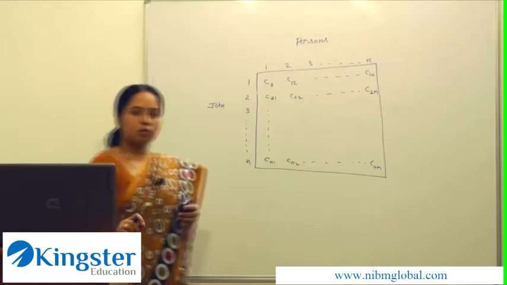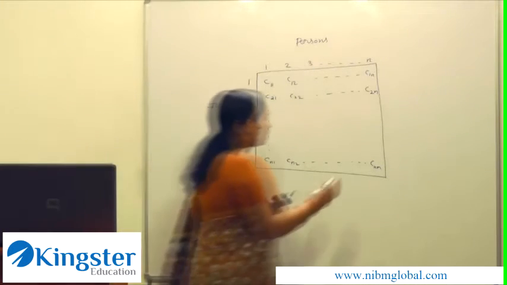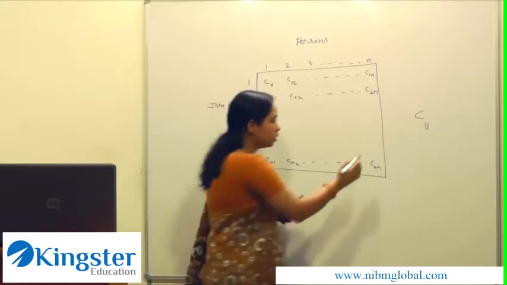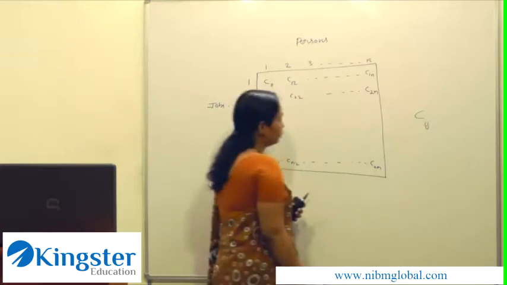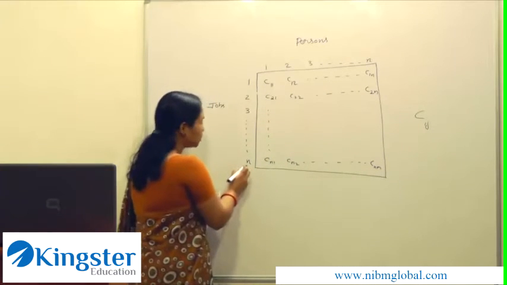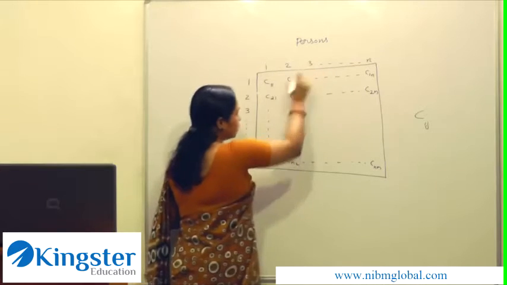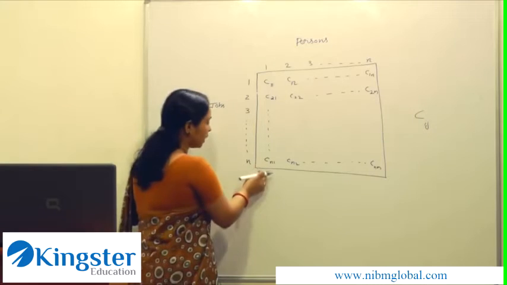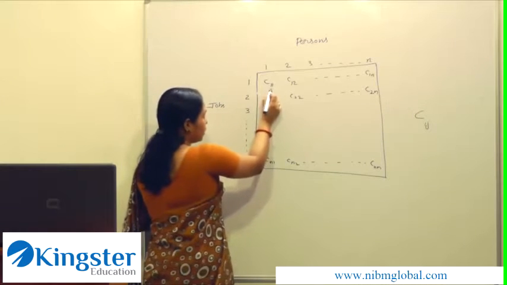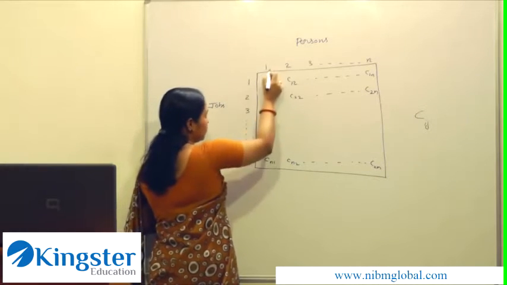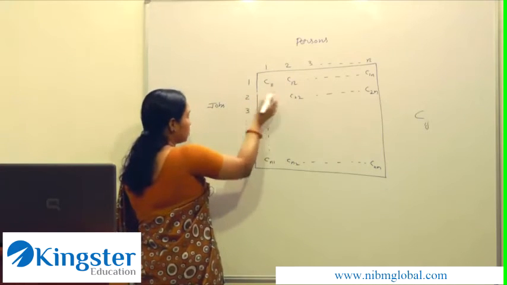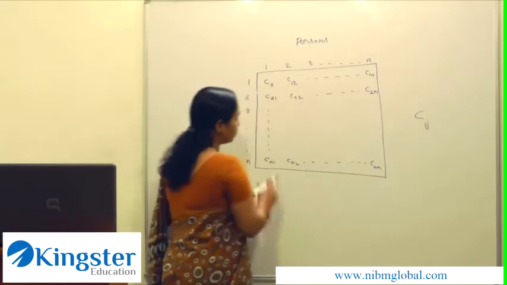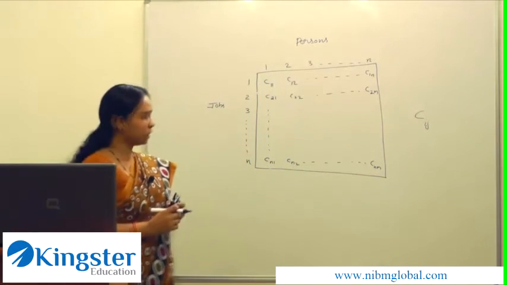Mathematical formulation of an assignment problem. Let Cij be the cost of assigning the ith job to the jth person. Then if there are n jobs to perform and n persons to do the jobs, the cost matrix or effectiveness matrix can be represented like this. C11 is the cost of assigning the first job to person 1. C12 is the cost of assigning the first job to the second person, etc. So this matrix is called the cost-effectiveness matrix.